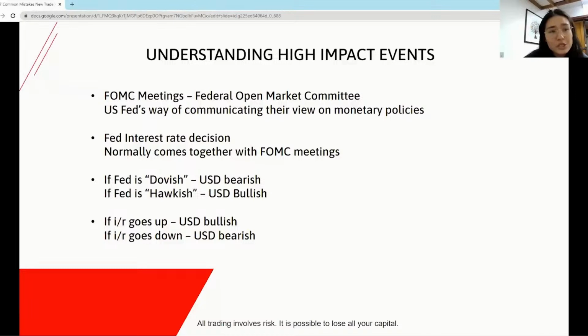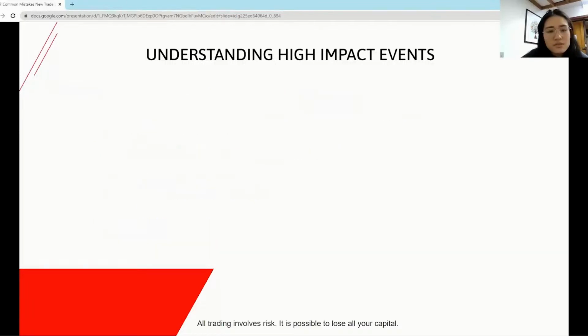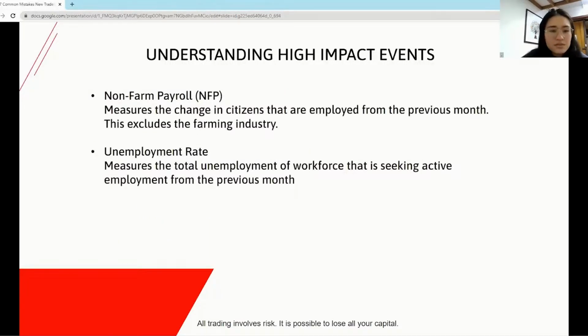means that the USD is bearish. If the Fed is hawkish, the USD is bullish. If interest rate goes up, the USD is bullish, and if interest rate goes down, the USD is bearish. Okay. NFP or non-farm payroll measures the change in citizens that are employed from the previous month, which excludes the farming industry. Unemployment rate measures the total unemployment of the workforce that is seeking active employment from the previous month.